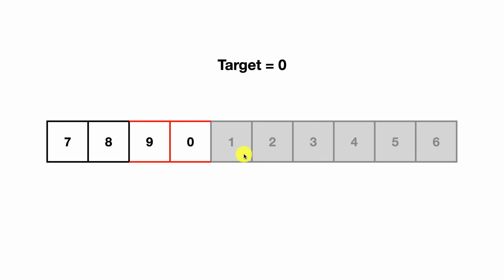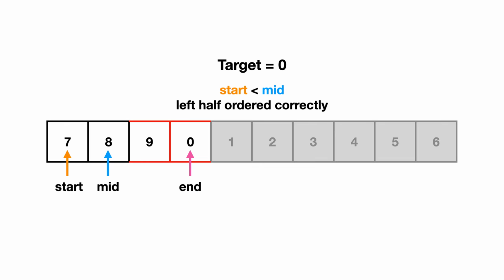We've eliminated half of the array already. We know that 0 cannot be in between those values, so we move left. We keep our start the same, and we update our endpoint to be the first value that hasn't been checked in that other half. We find the midpoint between the start and the new end, and now we check which half is ordered correctly. We see that the start is less than mid, so these values must be in the correct order. So we check if 0 is between 7 and 8. It's not, so we know we need to move right.